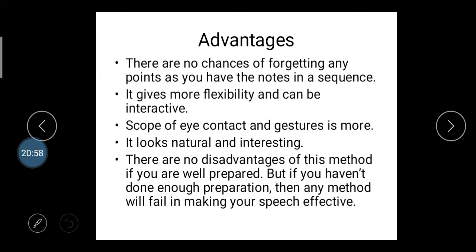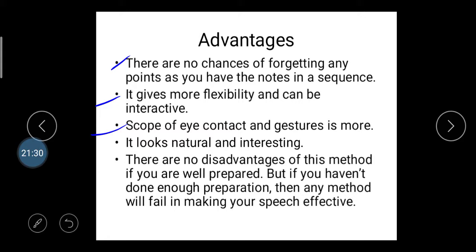First of all, there is no chance of forgetting any point, as you have them in sequence. That is the main advantage of this method. Second, it gives more flexibility and can be interactive, because you do not read from a script; you give the speech from memory and also take notes with you. So it creates a good impact, with more flexibility and an interactive session.